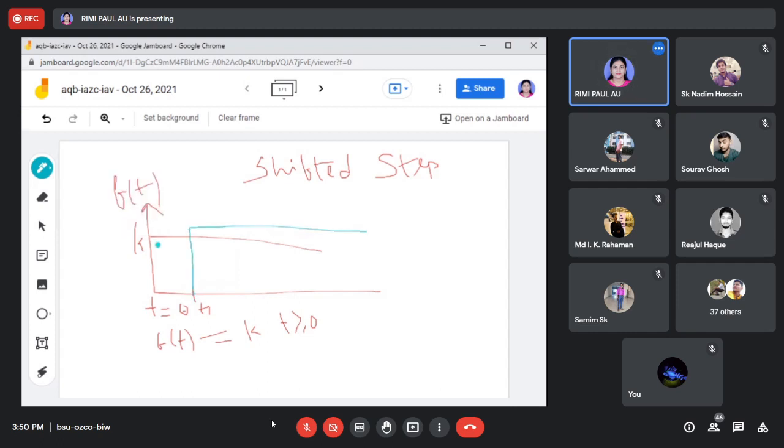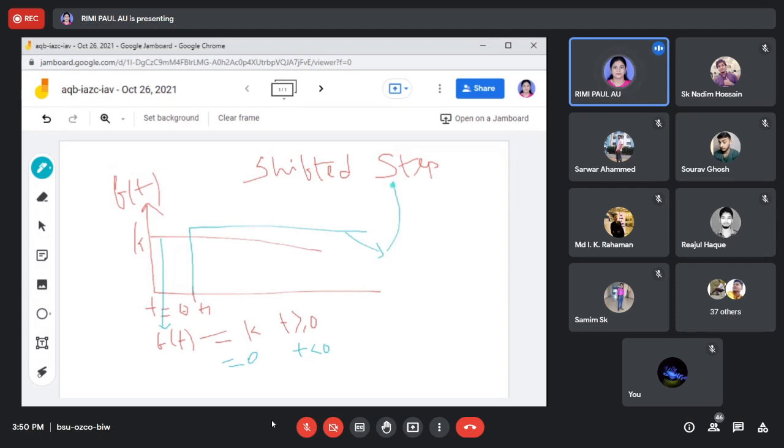So this function I have written in this way: f(t) is equal to k, t greater than or equal to 0, and f(t) is equal to 0 when t is less than 0. Now I am telling you that it now starts at t is equal to t1 time. So what will be the function? How can I represent this signal? That is my question.